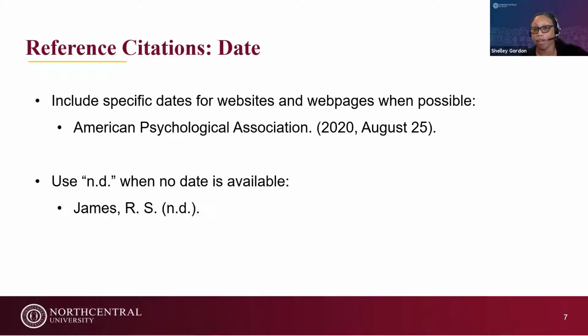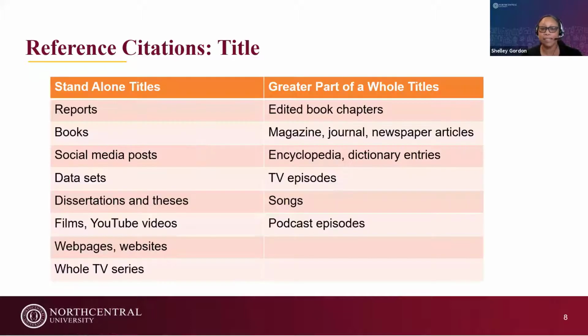I retrieved the article. So you want to include that information, the year first, followed by a comma, then the month, and then the day. If your work does not have a date, you will include the abbreviation N period, D period, and that stands for no date. So those are the three ways that you would include dates in the date position in your reference. The next is a title.